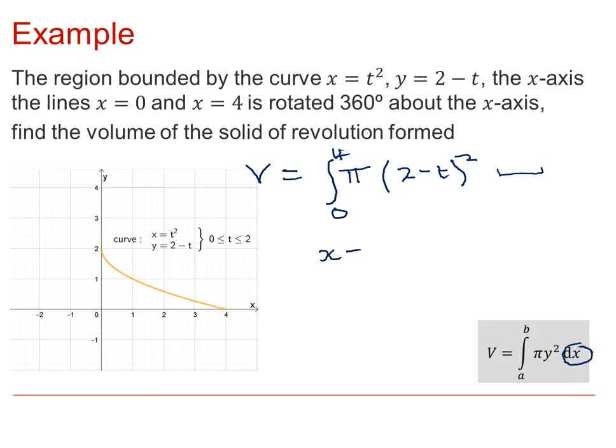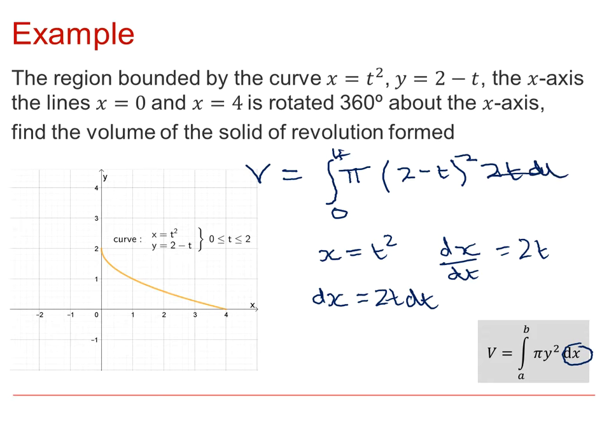If we have x equals t squared, then differentiating dx with respect to t would be 2t. Therefore, dx will be equal to 2t dt. And this is what we can put up here. So now we need to think about the limits. We'd put these for x.